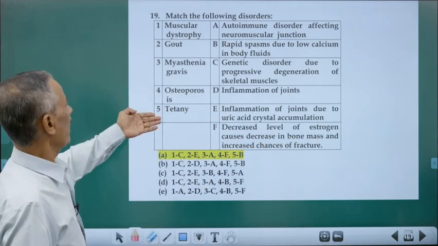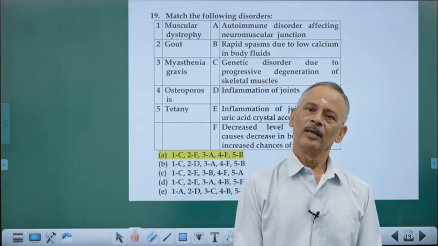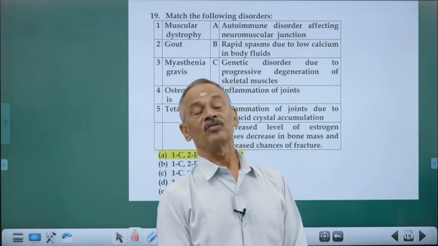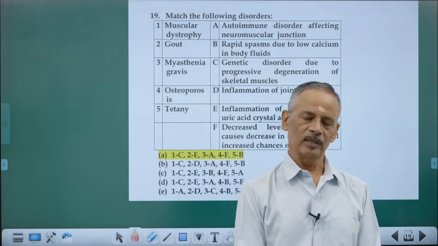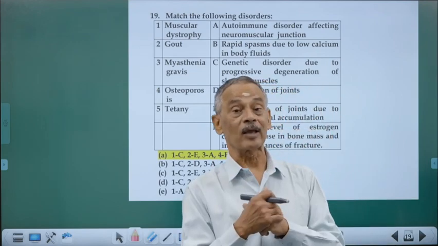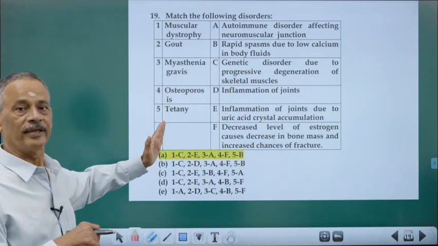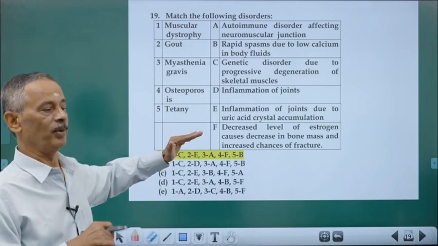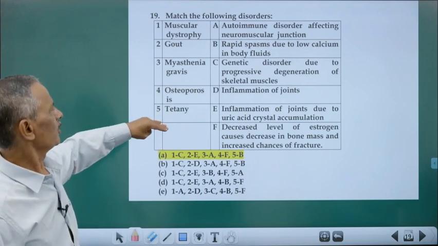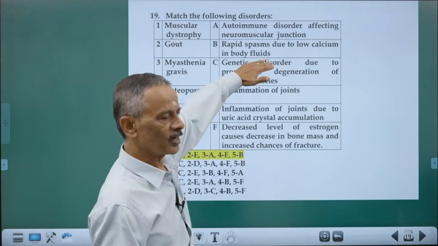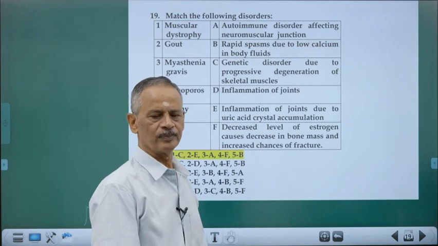Okay, and tetany. It is hypocalcemic tetany. When the calcium level in the blood decreases below 7 milligram, so you will normally have 7 to 10. If it comes down to 6 or even below, the muscles undergo irregular, uncontrolled spasms. That is what is called tetany. We can also call it hypocalcemic tetany because of the low level of calcium in the blood. So, rapid spasm. Spasm means irregular, involuntary contractions due to low calcium level in the body fluids. Clear?